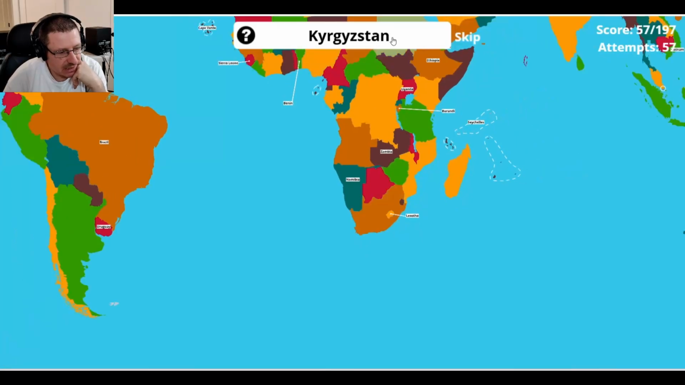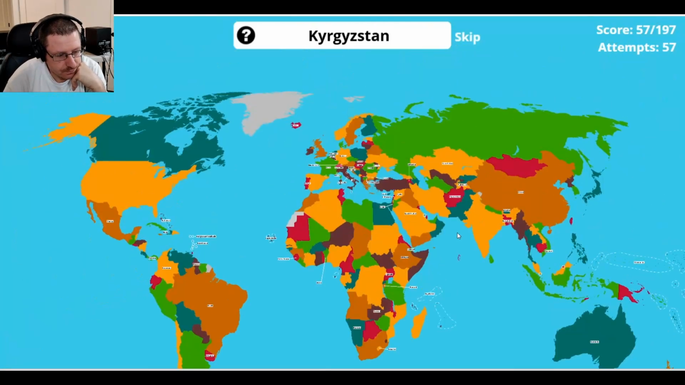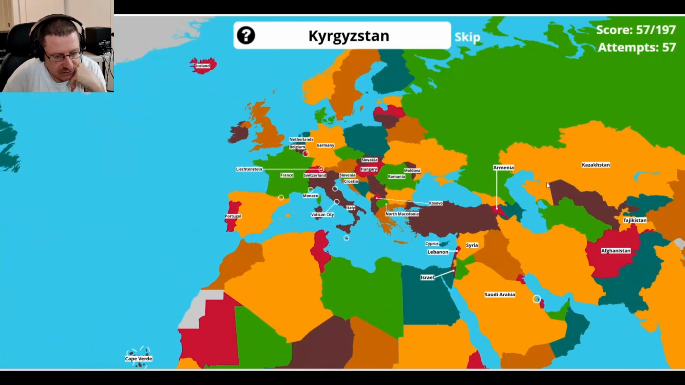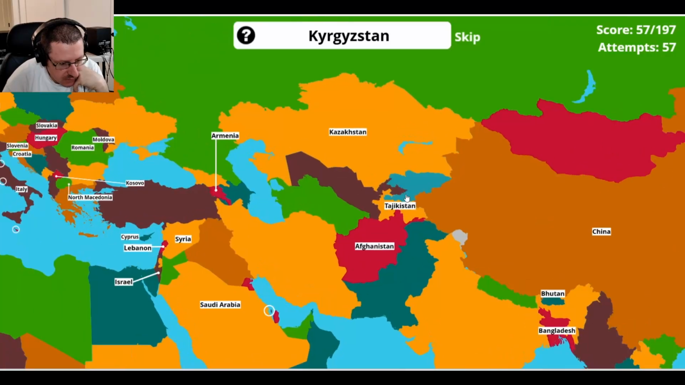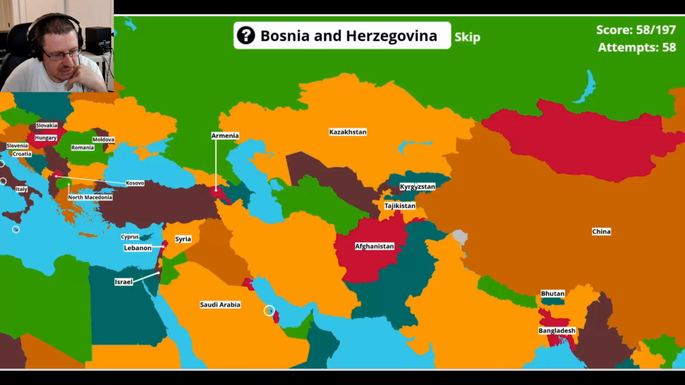Kyrgyzstan, I think that's how you pronounce it. It's like this little squid-looking thing right here. Let's zoom in right here. So there's Tajikistan and there's Kyrgyzstan. It looks like a squid. That's 90% mountains. So Kyrgyzstan and Tajikistan are like all mountains.